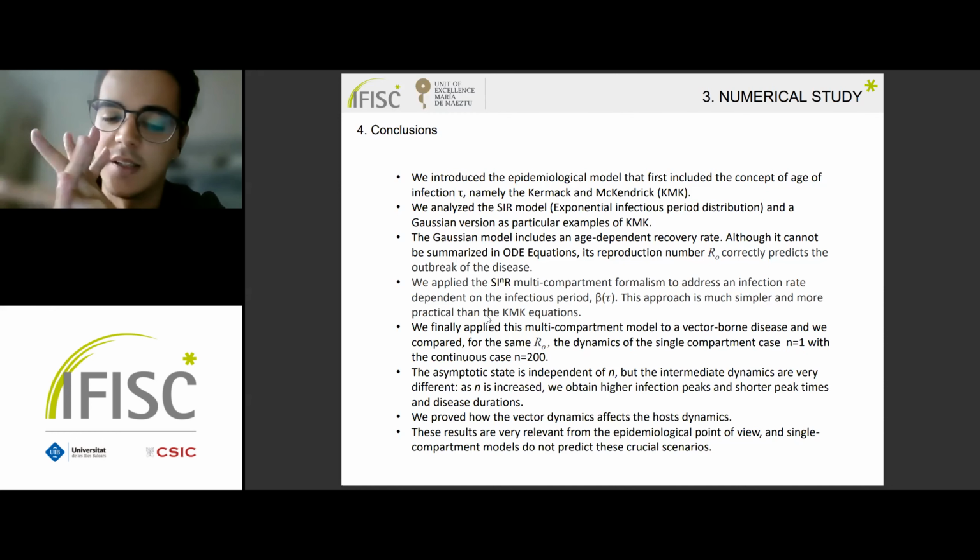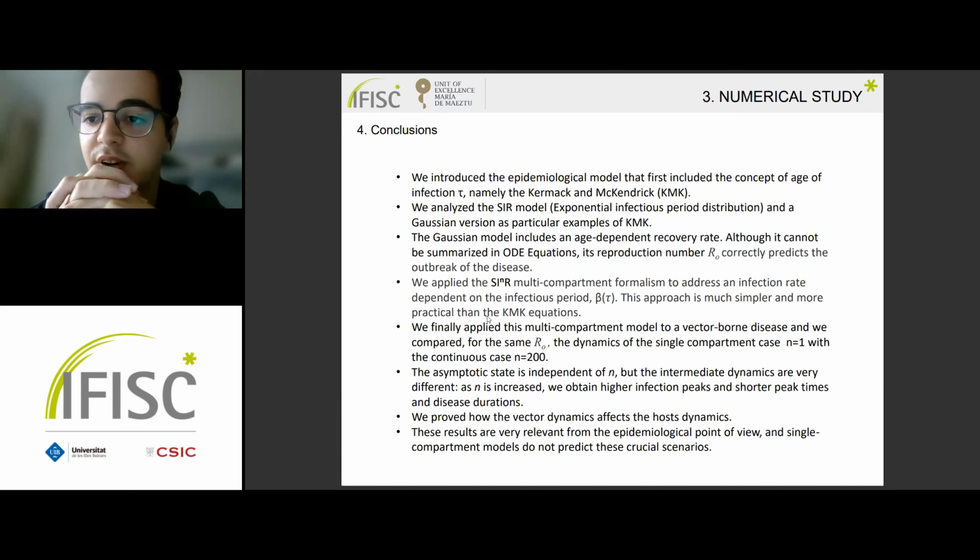Then we applied this multi-compartment formalism in order to address an infection rate that depends on the infection time, because this is something that cannot be done easily with the Kermack and McKendrick equations. This multi-compartment formalism turns out to be more practical than the Kermack and McKendrick equations. And we finally applied this multi-compartment model to vector-borne disease, and we compared the single compartment case and the continuous case.